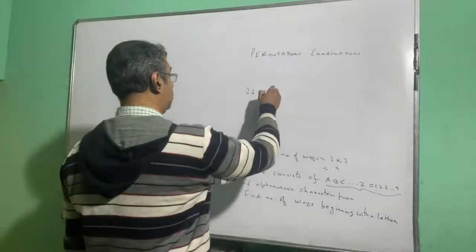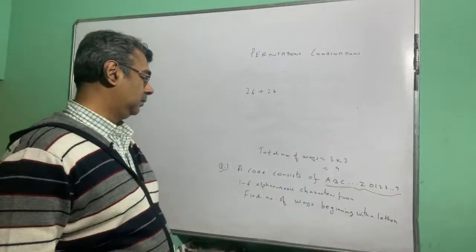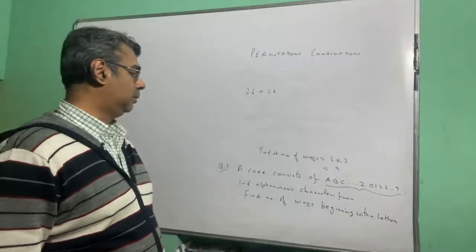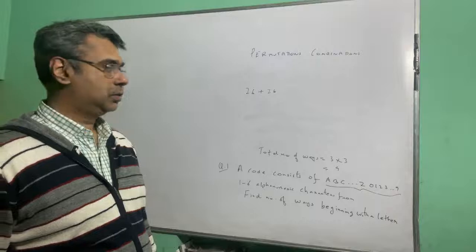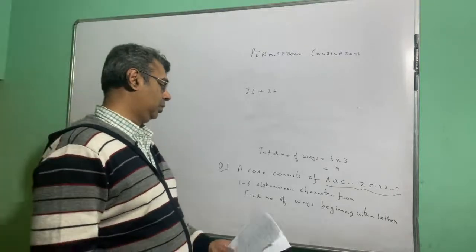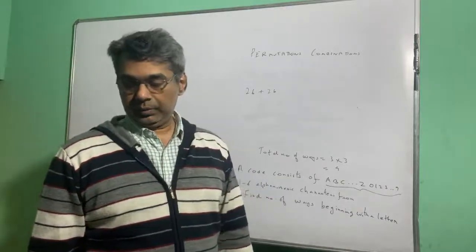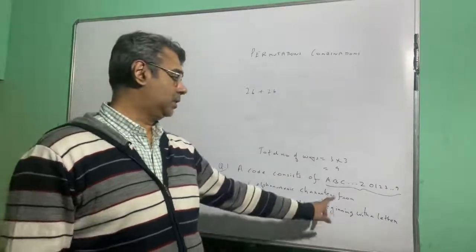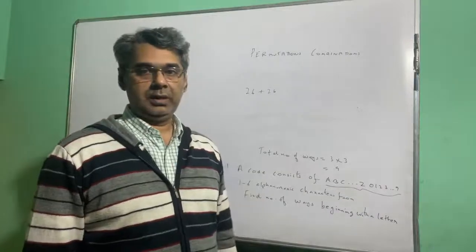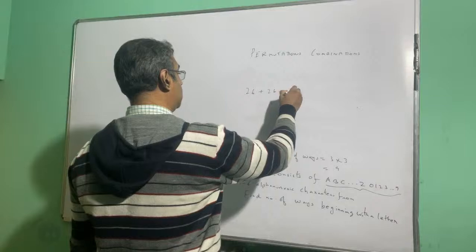Secondly, suppose there are two characters. The first one has to be a letter, so 26. Now the second one can be either a letter or a numeral, so that means 26 plus 10, 36 ways. So 26 into 36.